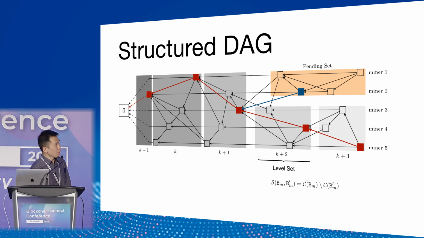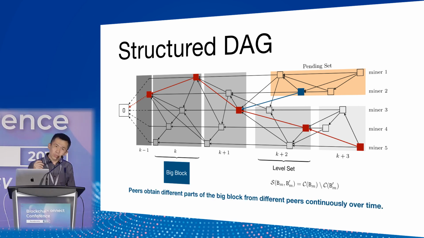So mathematically, we're going to introduce the minimum amount of mathematical notation just for clearly explaining our algorithm later on. The level set is denoted by S of B, BM and BM prime. BM is the current milestone, BM prime is the previous one. And C of BM denotes all the blocks that have been confirmed by this block. Okay, so to draw the comparison between our structure and the blockchain, the Bitcoin blockchain.